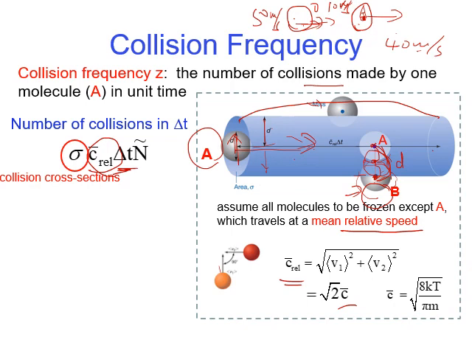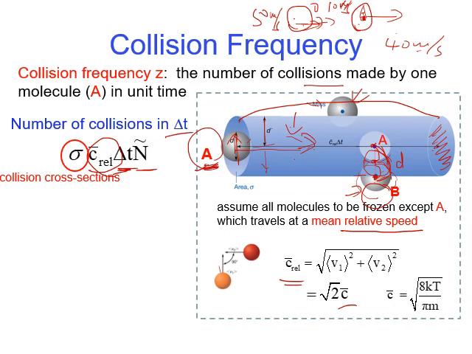So that's the length of the cylinder, times the cross-section area, and that gives you the volume of this blue cylinder, and then times the number density. That gives you how many molecules are inside this cylinder that can collide with A. Okay, any molecules outside this cylinder will miss the collision. So that's the number of collisions made in the time interval delta t by molecule A.